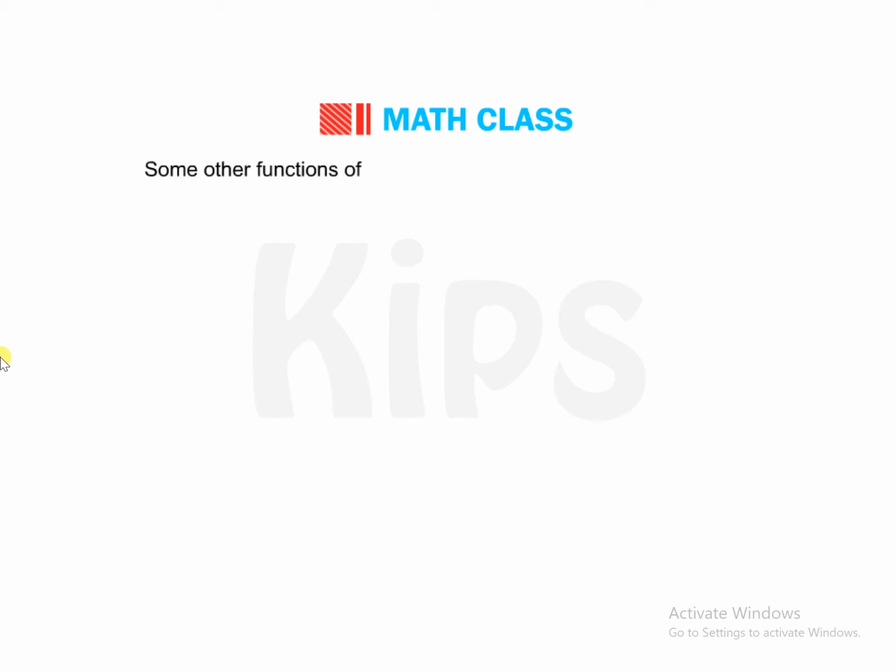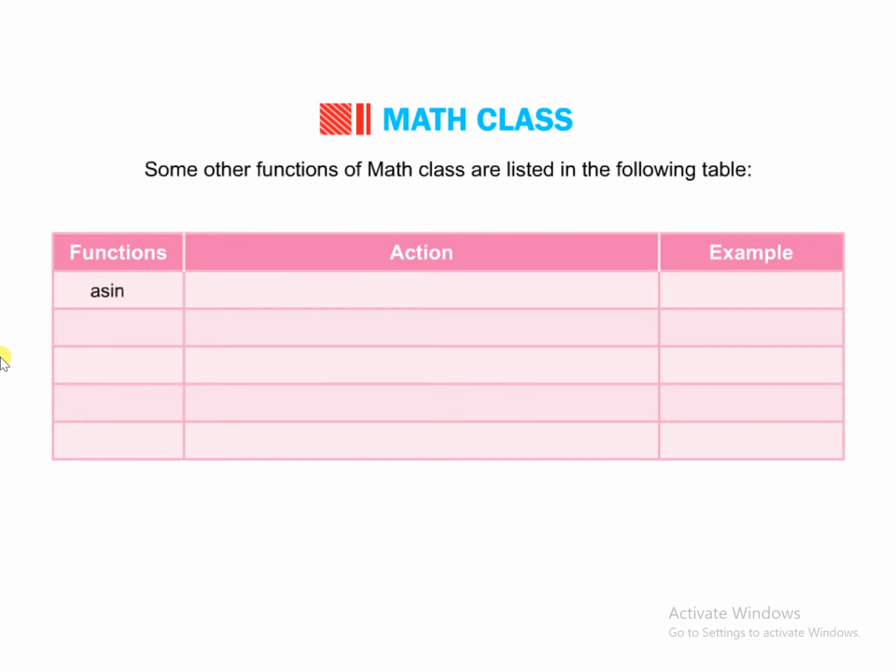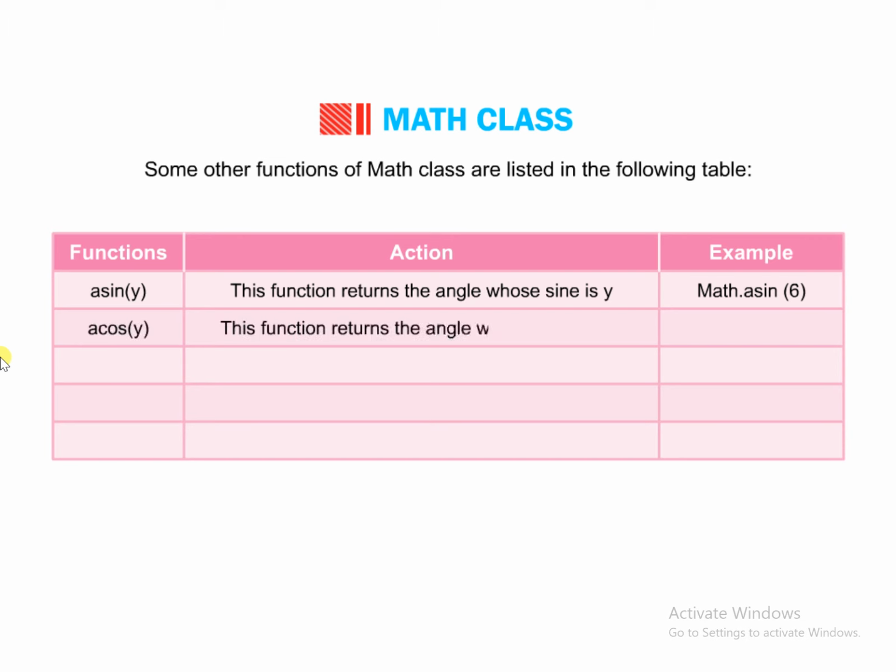Some other functions of the Math class are listed in the following table. Functions: asin(y). This function returns the angle whose sine is y. Example: Math.asin(6). acos(y). This function returns the angle whose cosine is y. Example: Math.acos(6). atan(y). This function returns the angle whose tangent is y.